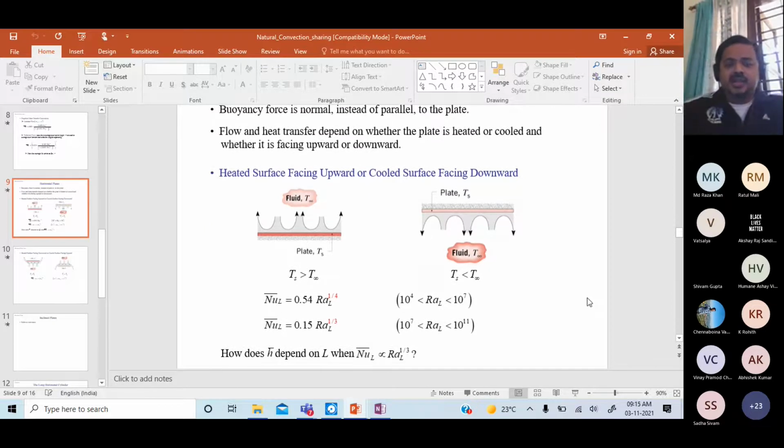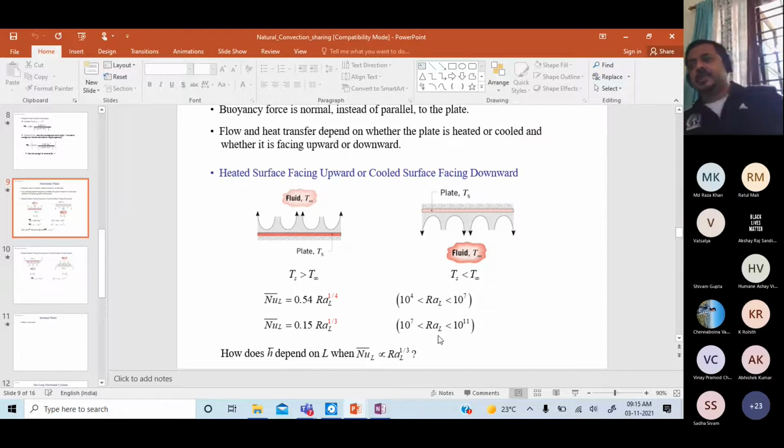we have correlations for Nusselt number, which are quite simple. What you see is Nusselt is 0.54 Rayleigh to the power 1/4 when the Rayleigh number is between 10 to the power 4 and 10 to the power 7, and then 0.15 Rayleigh to the power 1/3 when it is above 10 to the power 7.